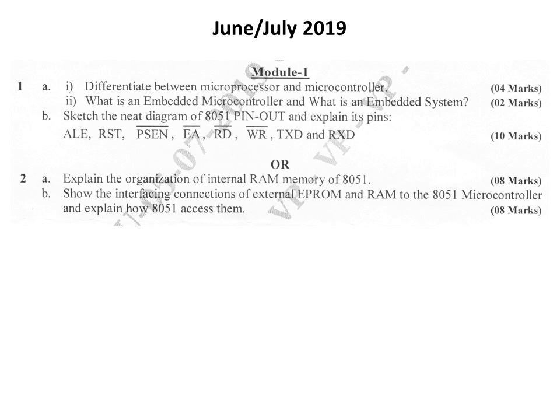And the next question is show the interfacing connection of external EEPROM and RAM to the 8051 microcontroller and explain how 8051 accesses them. Here again the repeated question only. So here the interfacing diagram and connections to external EEPROM and RAM should be drawn, and the process should be explained, and how exactly to access them, that part also should be explained.